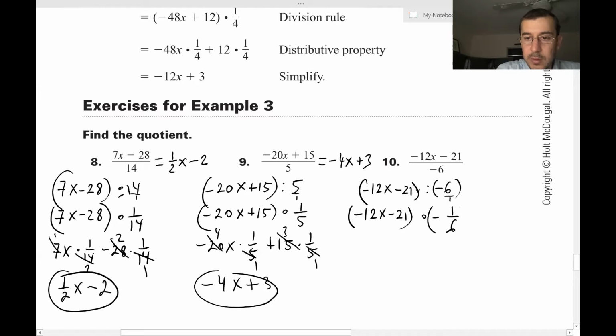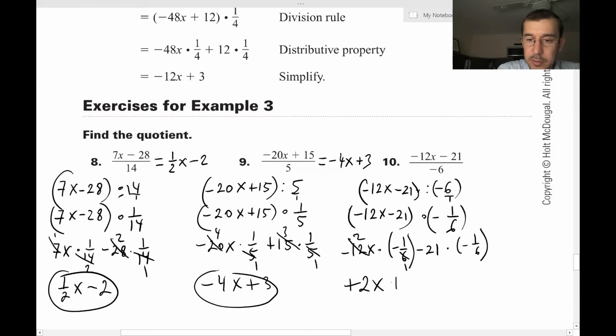over 6. And now the distributive property, so minus 12x times minus 1 over 6, minus 21 times minus 1 over 6. 12 and 6 cancel out by 6, 1 and 2 here. So minus and minus is plus. 2 times 1 is 2. So 2x. And then minus times minus is plus 21 over 6. Now 21 over 6, this cancels out by 3. If we cancel out by 3, 6 divided by 3 is 2, 21 divided by 3 is 7. So this is the same thing as 2x plus 7 over 2.